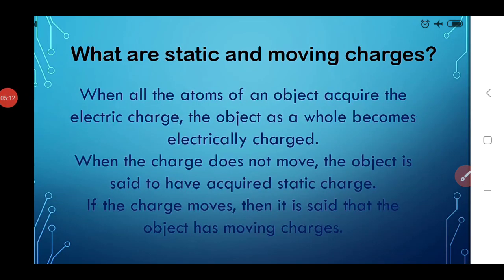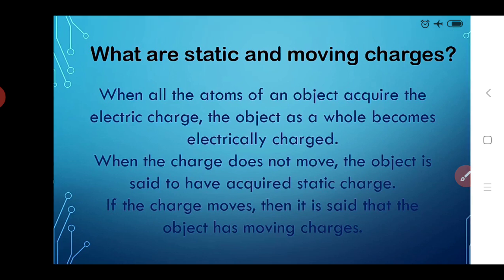In the case of this silk cloth and glass rod, if we rub the glass rod on the silk cloth, charge moves from one object to another object. So in that case we say that these objects have a moving charge. So we have seen what static and moving charges are.